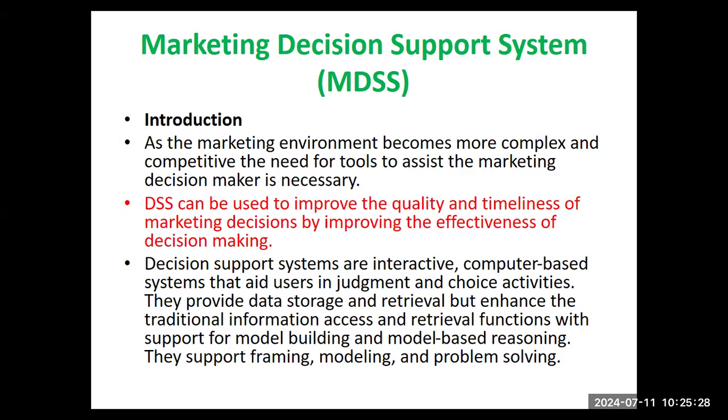Sometimes when they enter a new market, they think about the market size, consumer preferences, competitive landscape, and regulatory environment. These are the frames, right? Market size, consumer preferences, competitive landscape, and regulatory environment. So the decision support system helps organize this information, making it easier for the marketing team to analyze and develop an entry strategy, right?